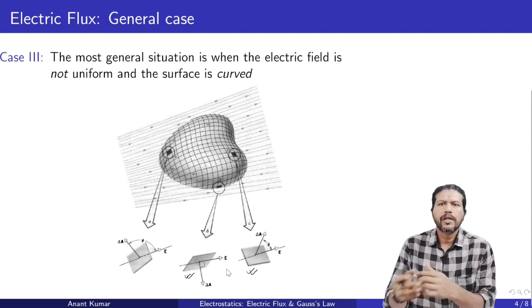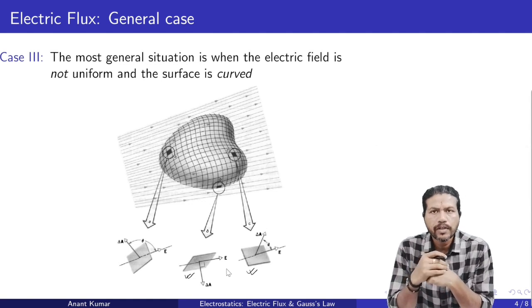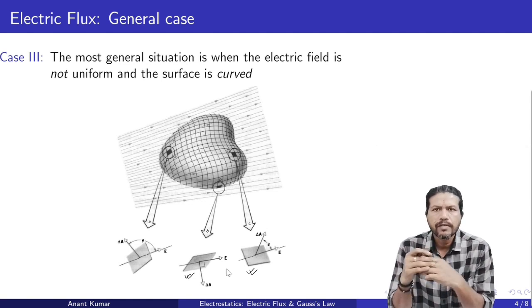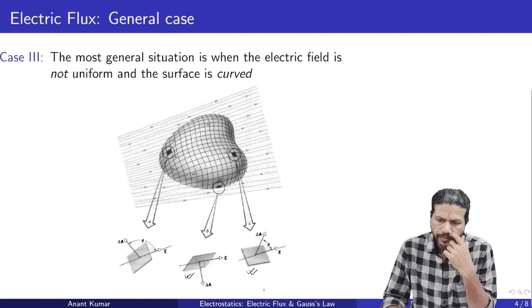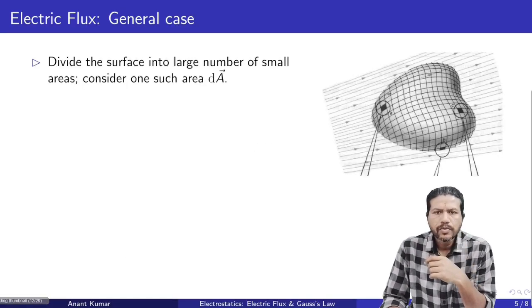So all the situations can arise because in this case, the electric field is non-uniform and the surface is a curved surface. So any one of the situations can occur. Now to define the flux in this case, what we do is to divide the surface into a large number of small areas, which we already did, and I'm going to consider one such area as dA vector. So this is a differential element.